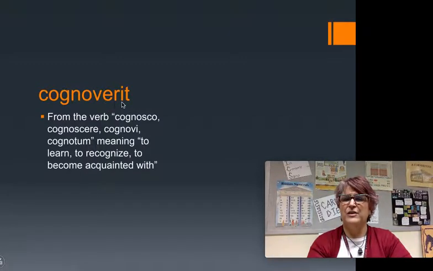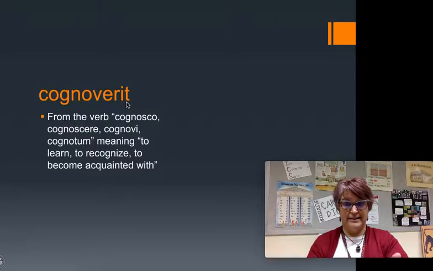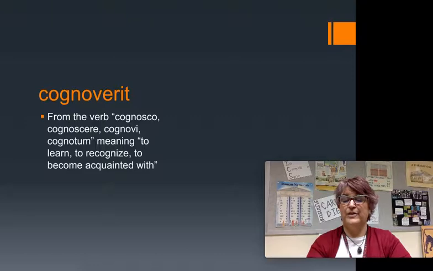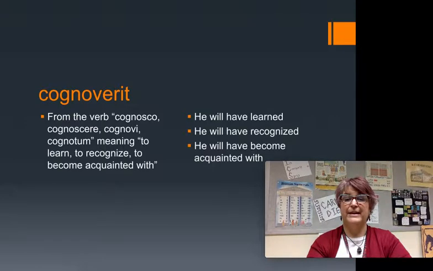What does the other part of the ending tell us? It's tense, of course. So what tense are we looking at when we see erit? Have you come up with a correct translation? This is a future perfect tense verb, so you should be saying something like he will have learned, or he will have recognized, or he will have become acquainted with. Your translation is not correct if you don't see both the will and the have. You must use both.